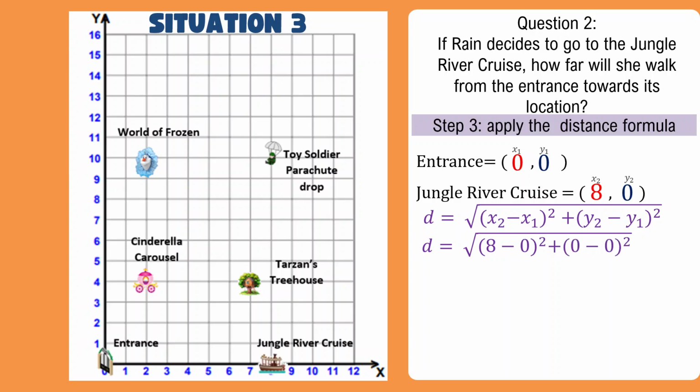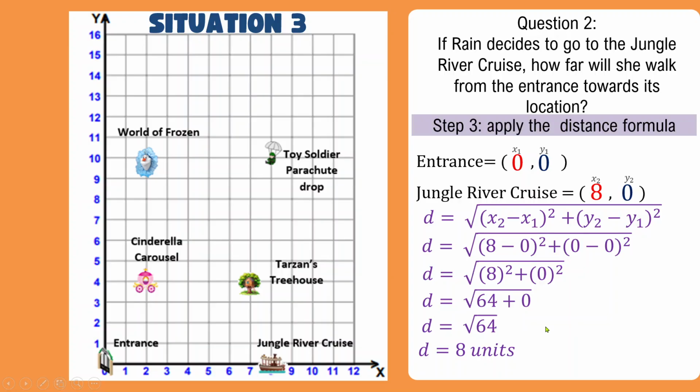X sub 2 is 8. X sub 1 is 0. So that is 8 minus 0. Then y sub 2 is 0. Y sub 1 is 0. So that is 0 minus 0. Now 8 minus 0 is 8. 0 minus 0 is 0. Raise 8 to the power of 2, that is 64. Raise 0 to the power of 2, that is 0. 64 plus 0 equals 64. Square root of 64 is, that's right, 8. So 8 units.